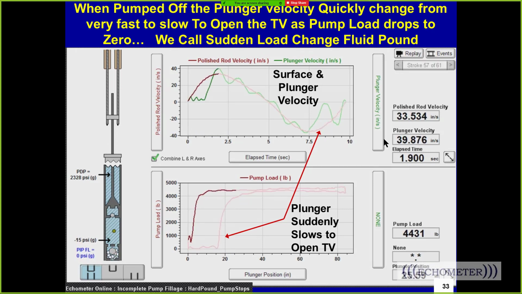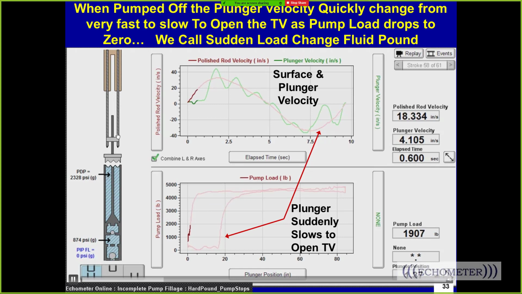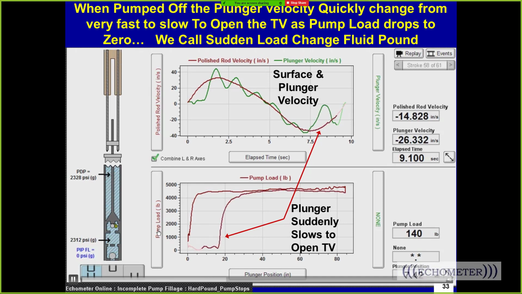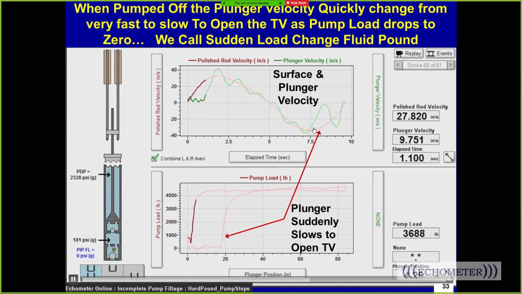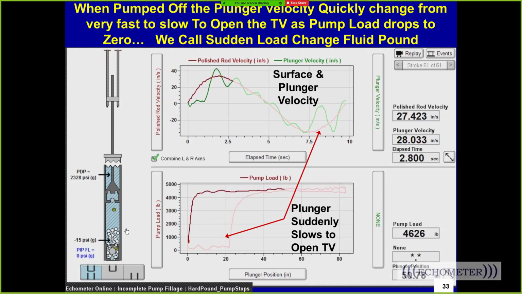Now this is an animation screen capture from the analysis plots, and what we're showing here is the pump motion and the polish rod motion. The green is the plunger velocity, and the red is the polish rod velocity. What I want you to see is that on the upstroke we're carrying the fluid load, and on the downstroke the plunger velocity is about the same as the polish rod, and then right here it suddenly slows down. The pump slows down. Notice on the downstroke, the plunger velocity and the polish rod velocity are about the same until right about there, the pump almost stops. And when it almost stops, there's a sudden change in velocity.